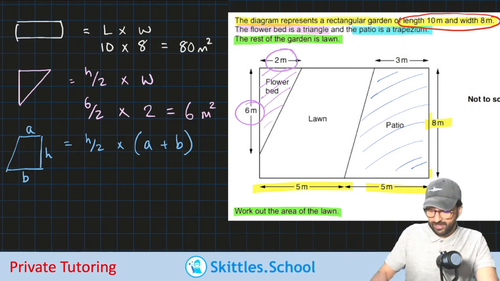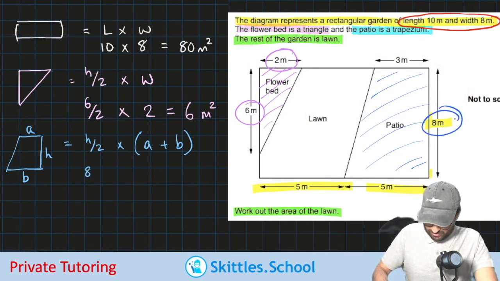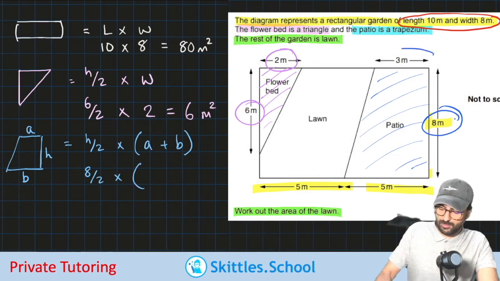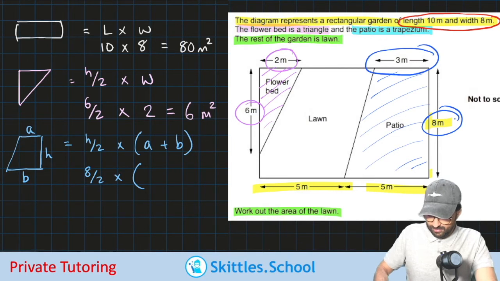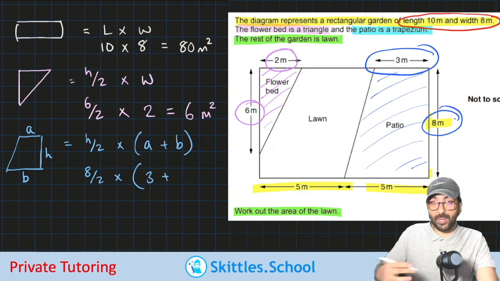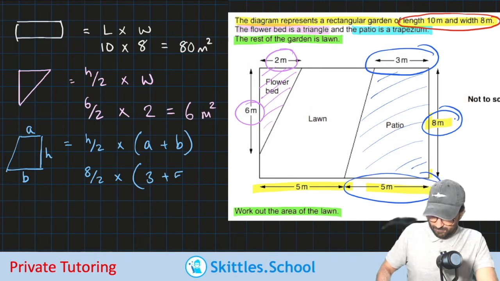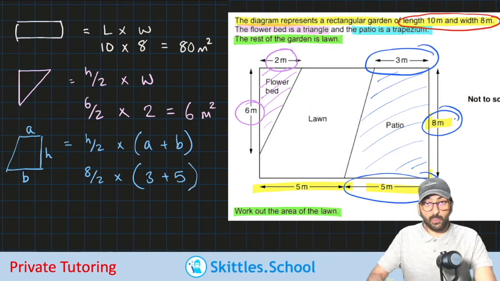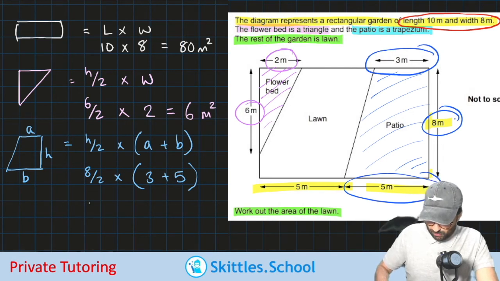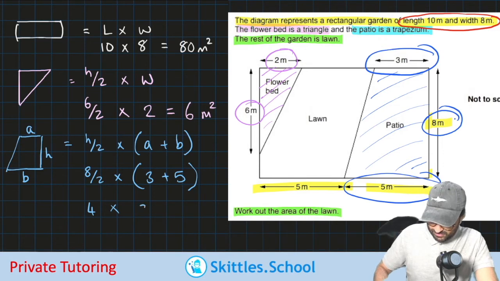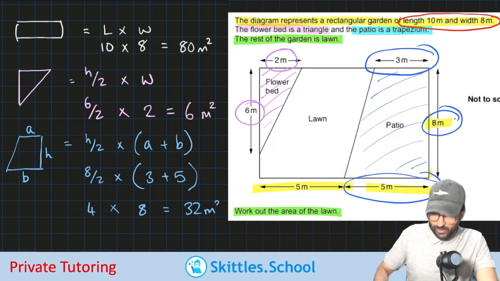So let's start with the height. Well, we know the height. The height is 8. It tells us. So that's 8 over 2. What about a and b? Well, the top side is 3, so that's a. And the base is 5, so that's b. And then we work this out. So 8 over 2 is 4, multiplied by 3 plus 5 is 8, which makes 32 meters squared.